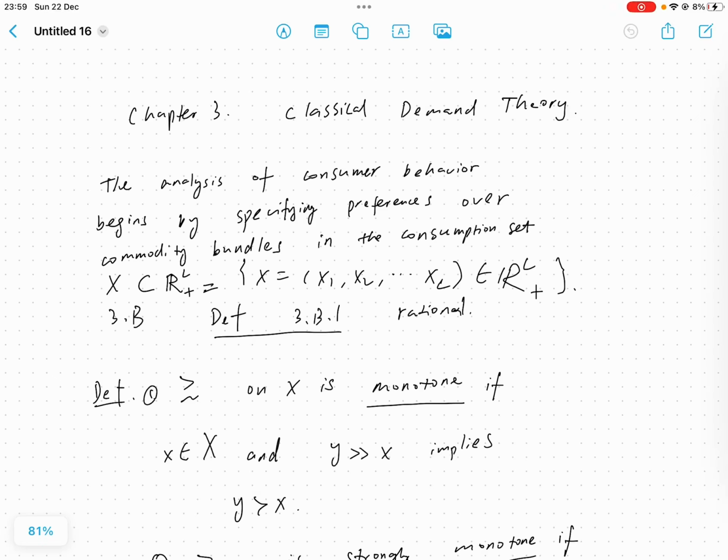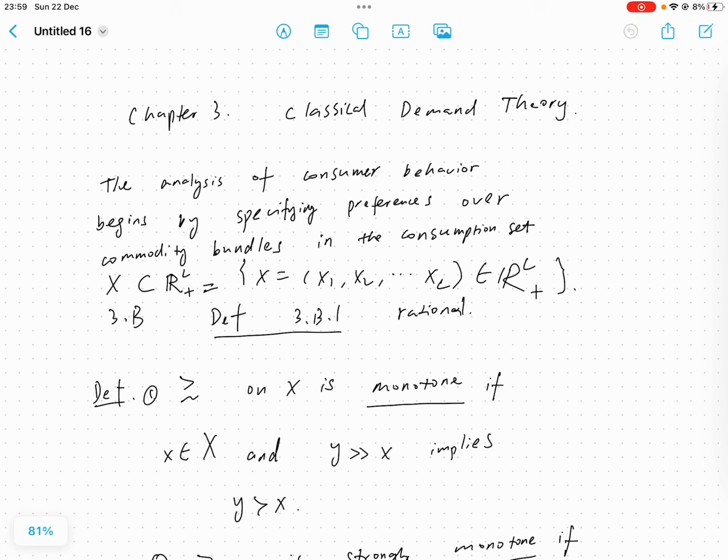Hi. So today let's begin the third chapter, which is the classical demand theory. We'll skip the second chapter for now. This classical version of demand theory is based on the preference-based approach that we discussed previously, because the second chapter works with the choice-based approach. So now we go first with this third chapter, the preference-based approach. This is called classical demand theory.